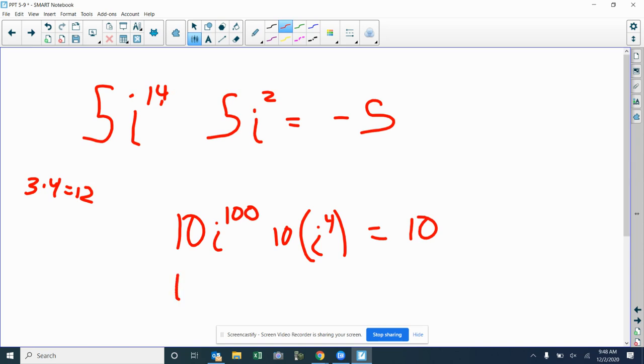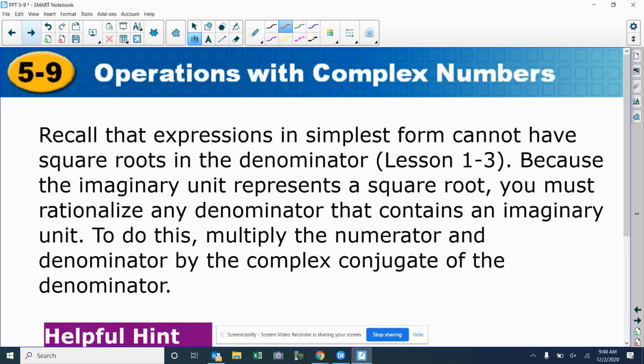So if that's the case, what would be 10i to the 101st? 101 would be equivalent to i to the 1st. And i to the 1st is just i, so this would be equal to 10i. How are we doing with the i's? Everybody okay? Spectacular. All right.